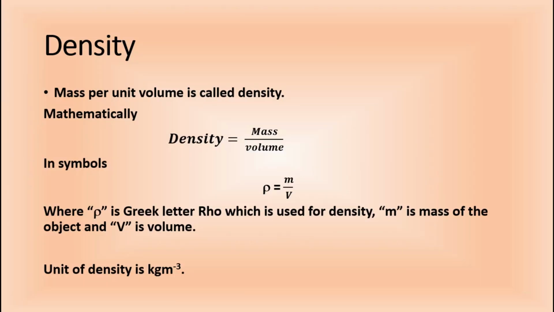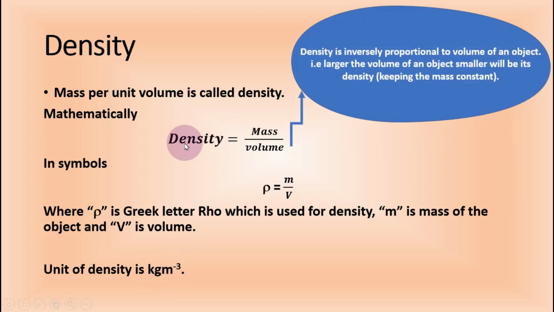Mass per unit volume is called density. The formula of density is mass divided by volume. In symbol, it is rho is equal to m divided by v, where m is mass of the body and v is volume. The unit of density is kg per meter cube.